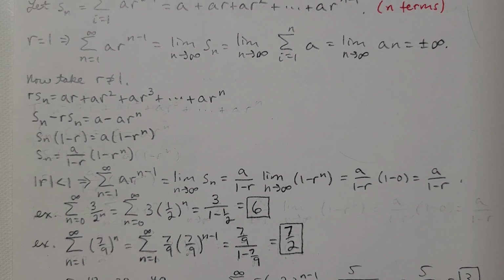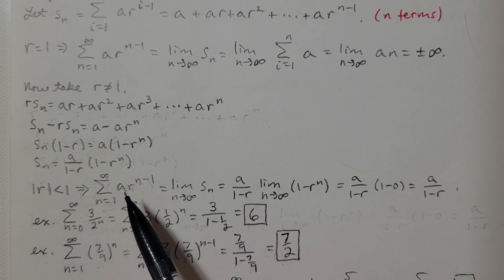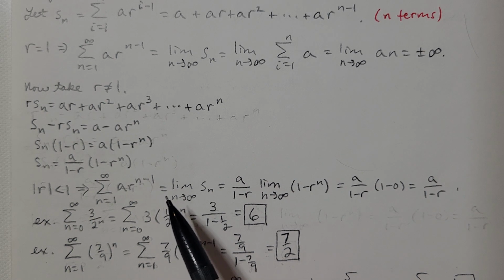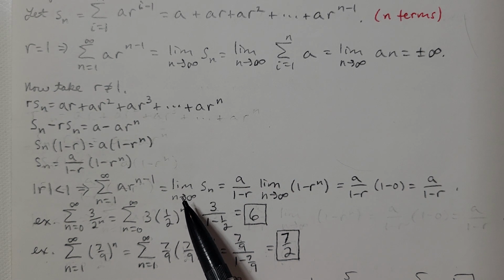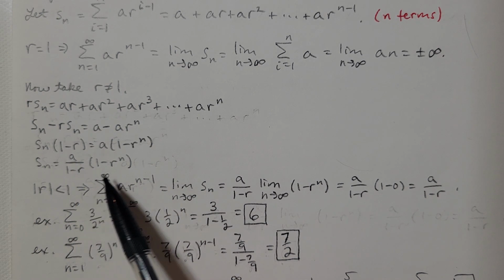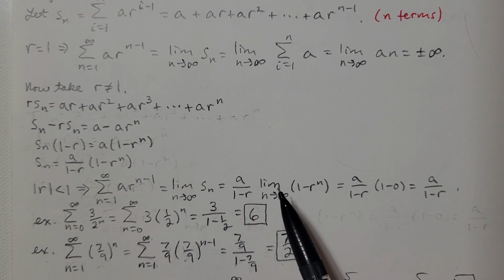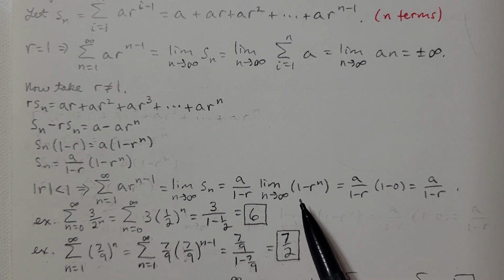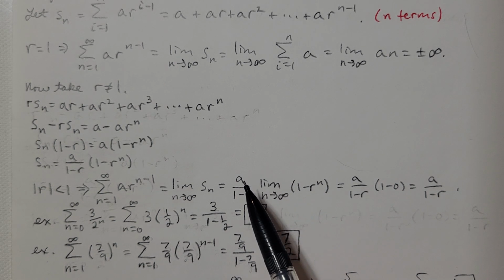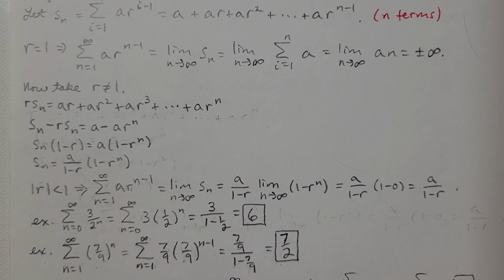Okay? Then if the absolute value of r is less than 1, then the summation as n equals 1 to infinity of a times r to the n minus 1 is equal, by definition, to the limit as n approaches infinity of the nth partial sum. Here's the formula that I've got for the nth partial sum currently. Anything involving n has to stay inside the limit. Anything not involving n can be treated as a constant that can come outside of the limit. So a divided by 1 minus r, that's a constant that can come outside the limit.